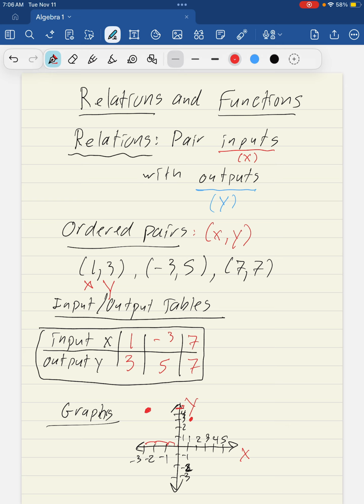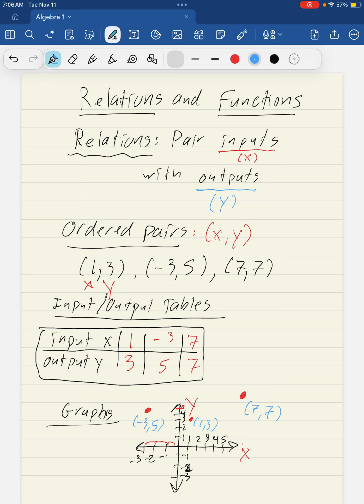I'm running out of room on my graph here, sorry. My 7, 7 would probably be someplace up there. Sometimes teachers will have you label your points, so just in case your teacher wants you to do that, we'll label 7, 7 right there, then 1, 3, and negative 3, 5. That's the way to get all your information presented and shown in different ways.